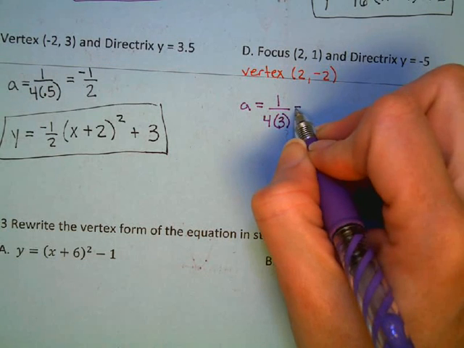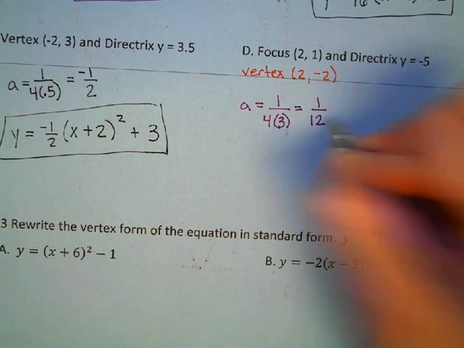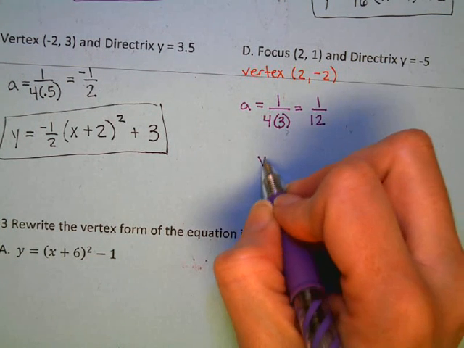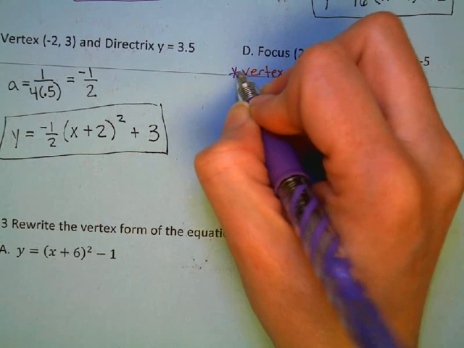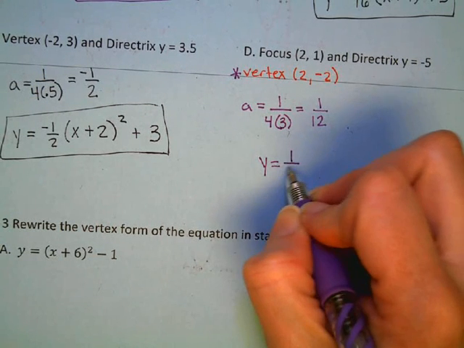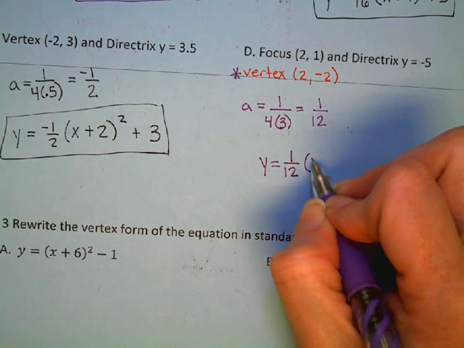So make sure on this one you remember to use the vertex. 1/12, parentheses, x minus 2 squared. And then you can put plus negative 2 out here, or you can just write minus 2.